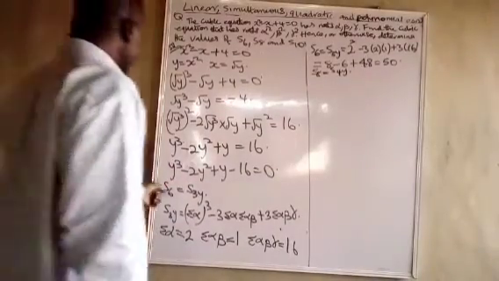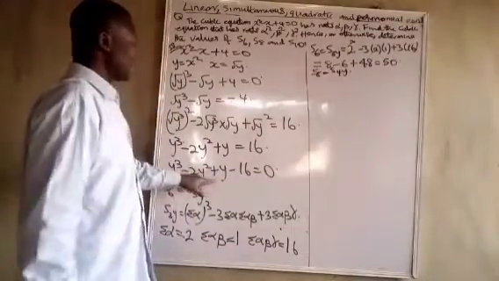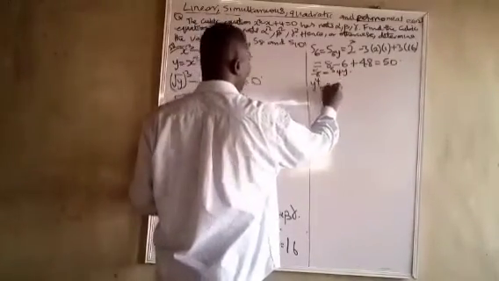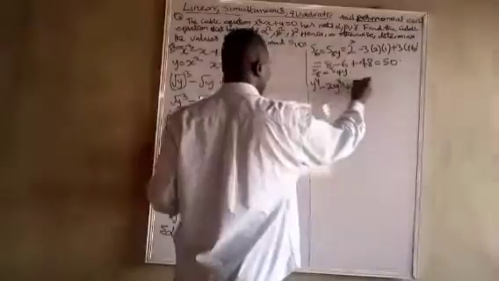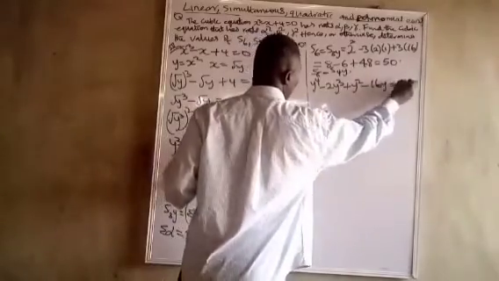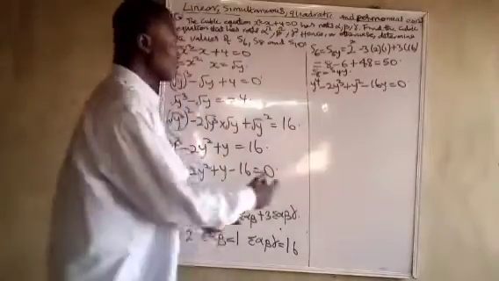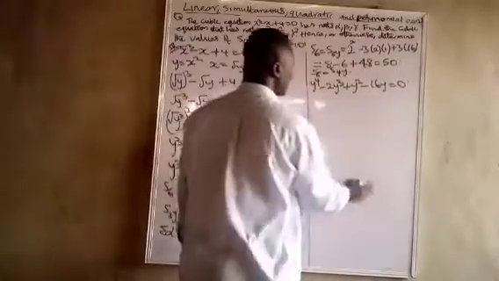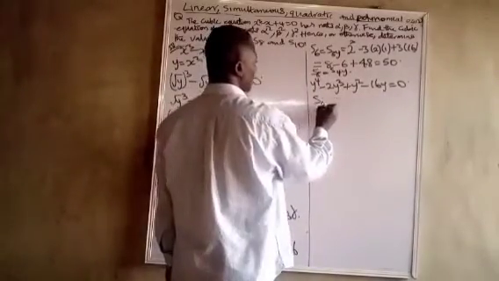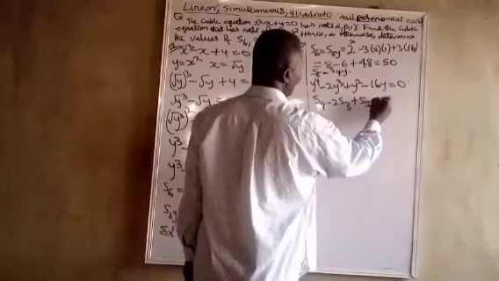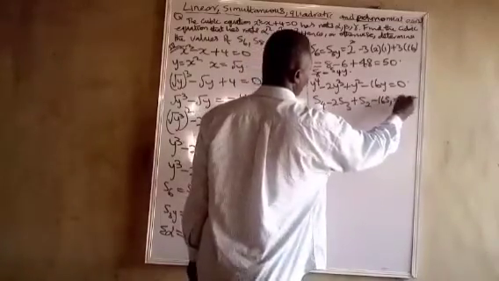So I have to multiply this one again by y. So I have y raised to the power 4 minus 2y cubed plus y squared minus 16y equals 0. If I convert it to the sum after adding, and I want to express it in terms of s, I don't have any constant here. So I'm going to have s4 minus 2s3 plus s2 minus 16s1 equals 0.